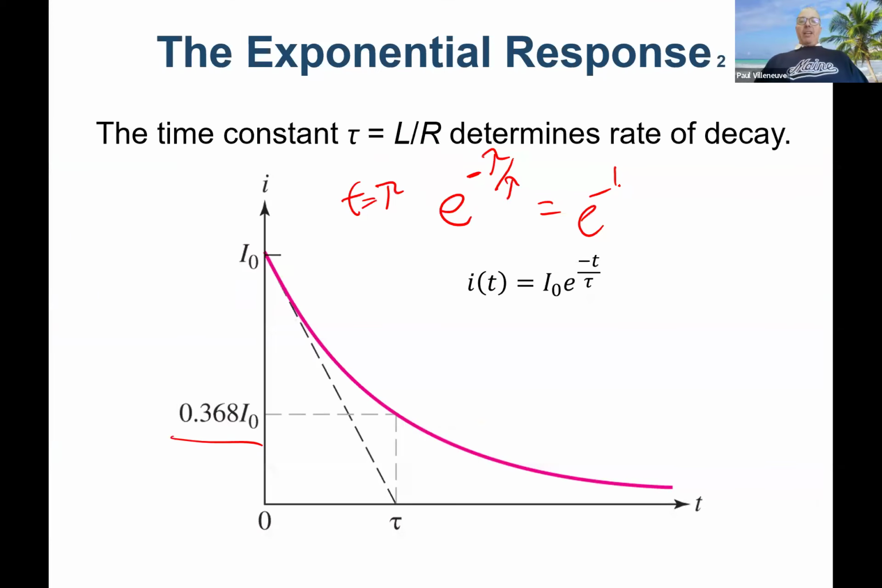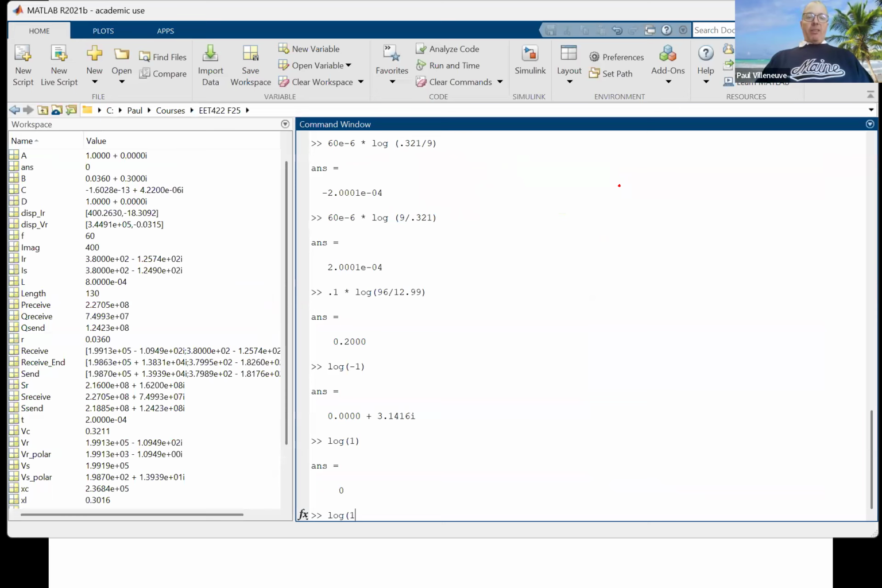So e to the minus t, actually, I don't do log, I just do e. Sorry about that. That's what I'm doing. It's just exp of minus 1. So 36.8% of it is left. 63% or so has disappeared.